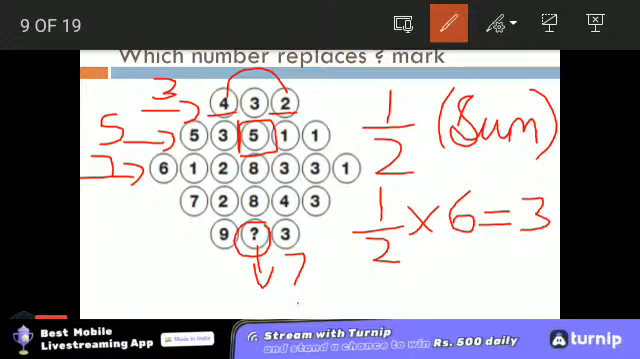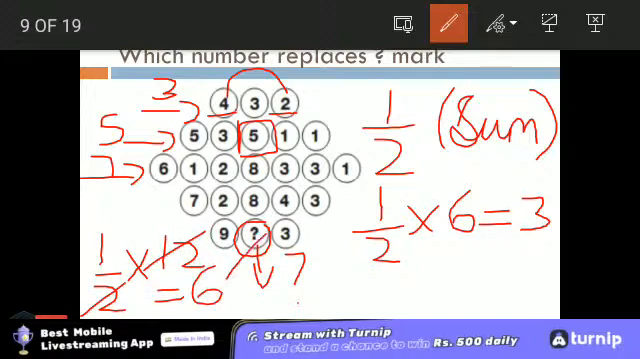Perfect. Yes. 9 plus 3 is what? 12. And half of 12. See, we are doing what? We are doing half of the left and the right. And left and the right are 12. Half of 12 will give us what? Will give you 6. So what is the answer of this question mark? The answer of this question mark is 6. So which number is replacing the question mark? The question mark is replaced by the number 6.